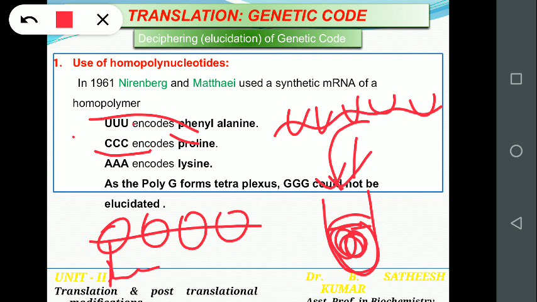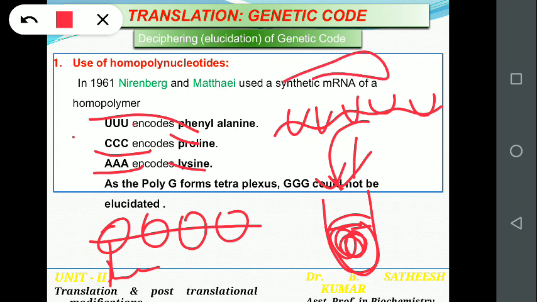And next time they used poly-A, which coded lysine. So that means AAA codes for lysine. So there is no ambiguity at all, and it is confirmed that UUU codes for phenylalanine, CCC codes for proline, and AAA codes for lysine. But they were unable to use a poly-G sequence and unable to elucidate the GGG codon, because that poly-G sequence always forms a tetraplex.